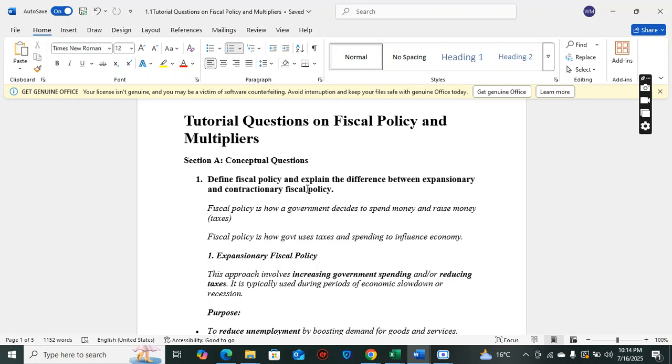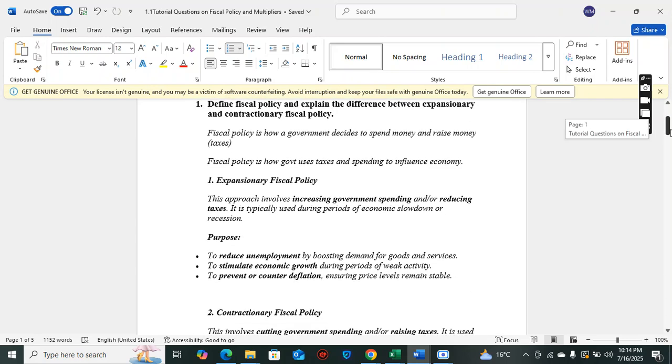Now, expansionary fiscal policy, this is where government spends more and reduces taxes. Some of the reasons why government would implement an expansionary fiscal policy: one is to reduce unemployment, because when government spends on infrastructure, health, defense, people are getting jobs, so the unemployment rate reduces.